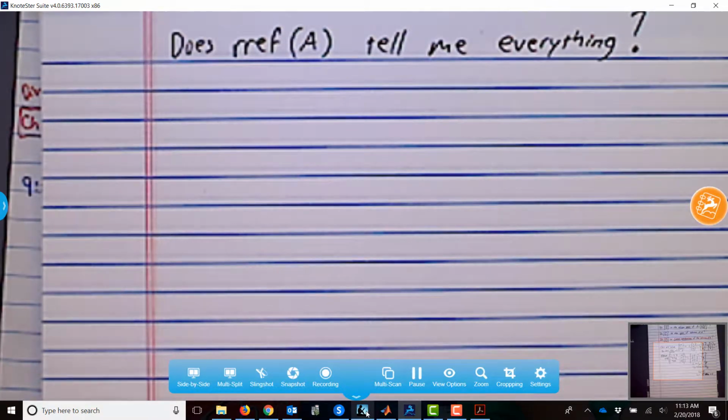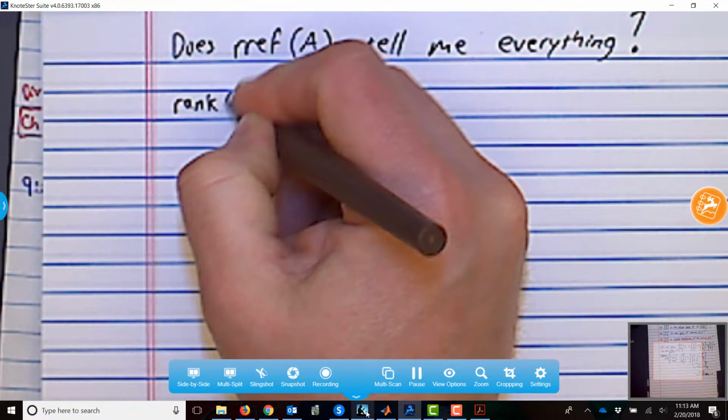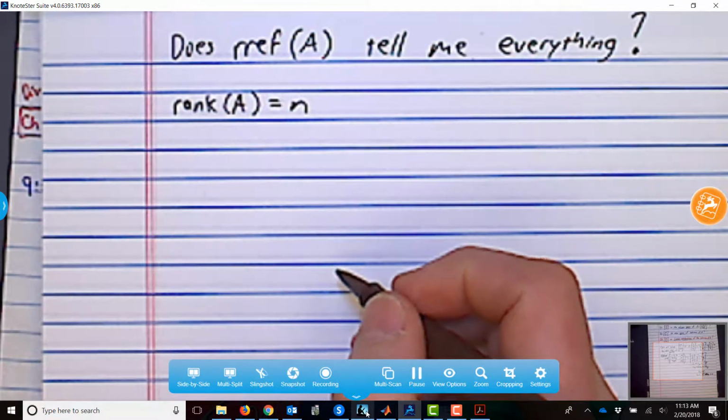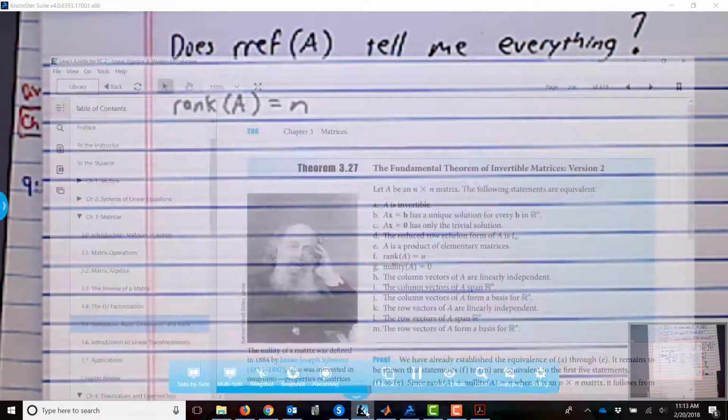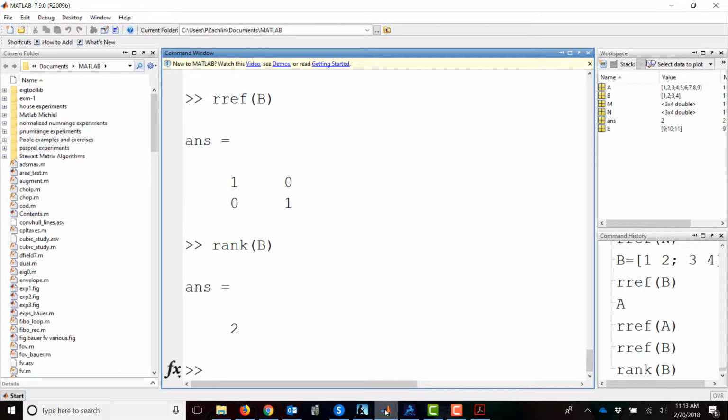How do you know that, Jake? How do you know the rank of A is equal to n? Yeah, so like in our example on MATLAB, the rank of 1, 2, 3, 4, actually, MATLAB can compute that for you. The rank of B is 2. The number of non-zero rows is 2.